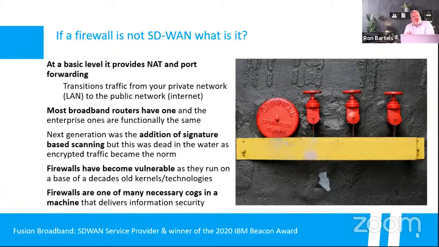So if a firewall is not SD-WAN, what is it? At its basic level, a firewall just does NAT and port forwarding, which is an extremely important ability required for you to operate with a private network and your connection to the internet. Most broadband routers nowadays actually do have a firewall. It's not something that is enterprise specific, and functionally they're the same.